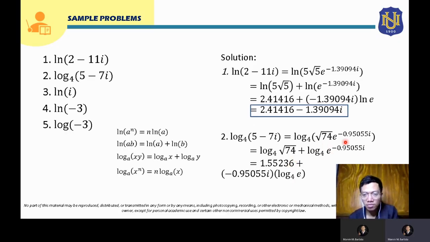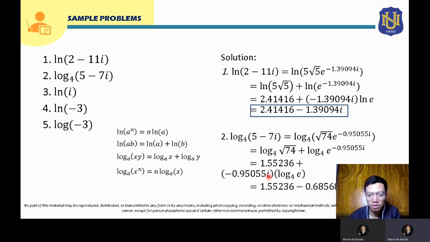Now for the value of this, we can also apply here that this exponent, this power, we can bring down. So we can bring down negative 0.95055i beside the log of e with base 4. And as we know the value of log of e, let's input that in our calculator. This is not 1, log of e base 4 is not 1. So there's a value for this. Let's input this in our calculator, log of e with base 4.